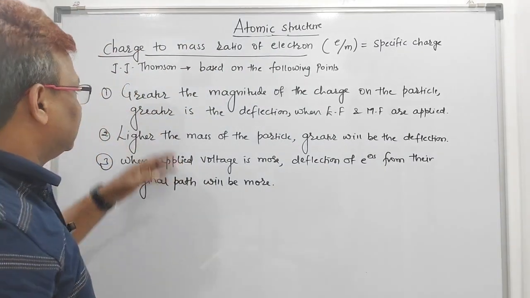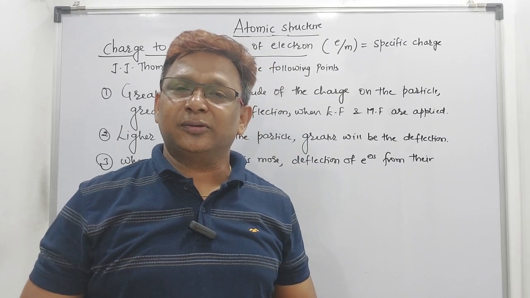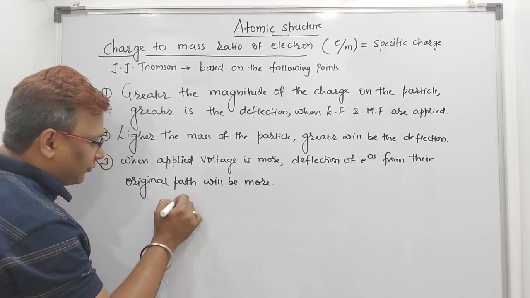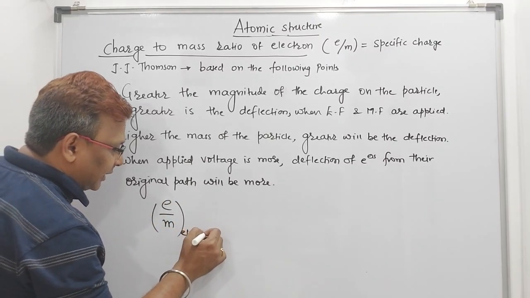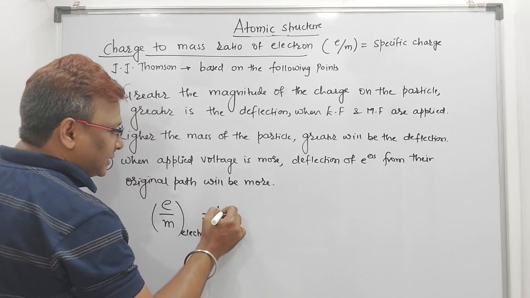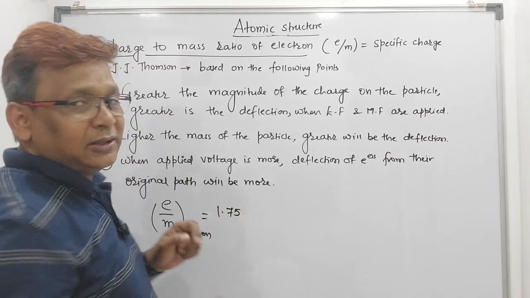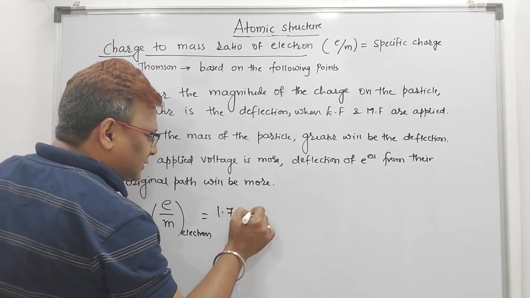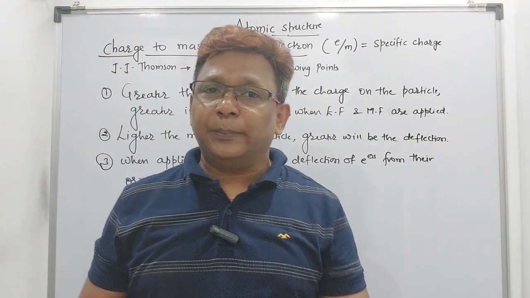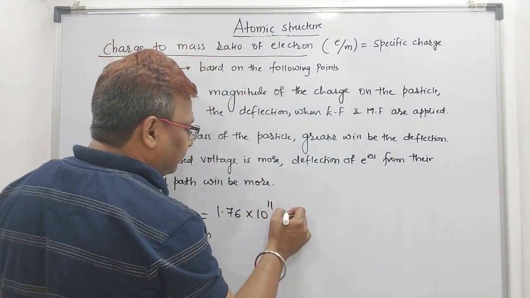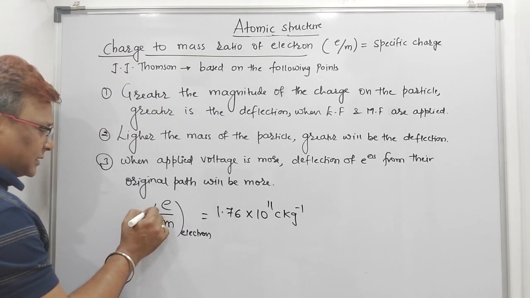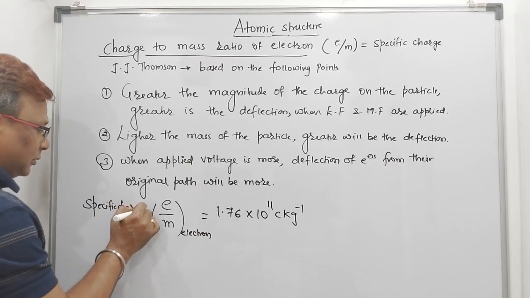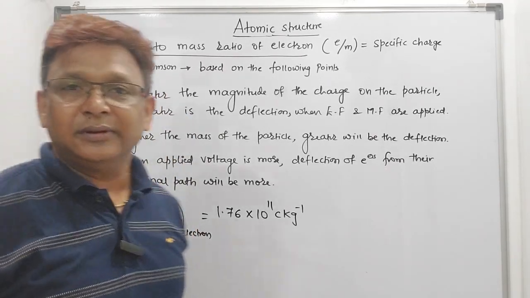Based on these three points, the magnitude of the charge, mass of the particle and applied voltage, Thomson was able to determine the e by m ratio for the electron. When he calculated the e by m ratio, or specific charge of the electron, it was 1.75, but I think you remember in the table I gave you 1.76 (actually 1.7588) times 10 to the power 11 coulomb per kg. This is the specific charge of the electron, determined by Thomson. Take a screenshot.